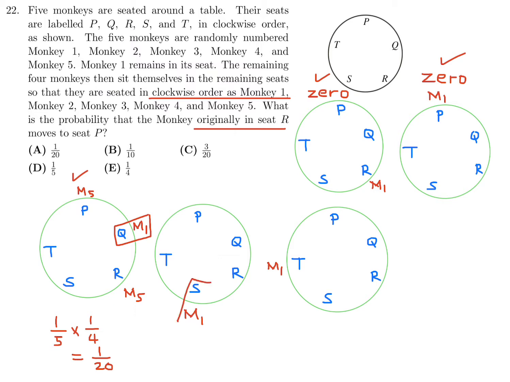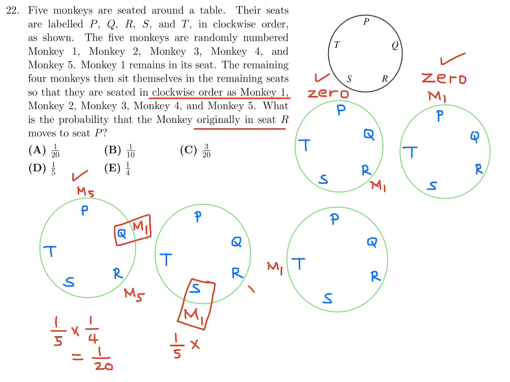We want monkey 1 to be in S, right? So there's 5 choices for the seat for monkey 1, and of those we want S, so that's 1 over 5. The probability of putting monkey 1 in seat S. Then, now we have to think about this.